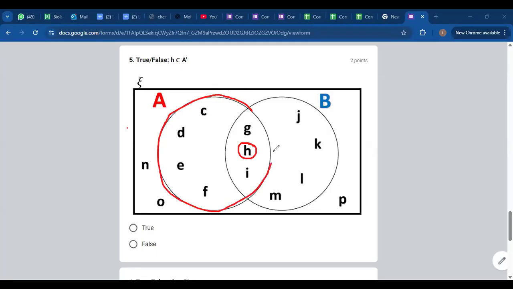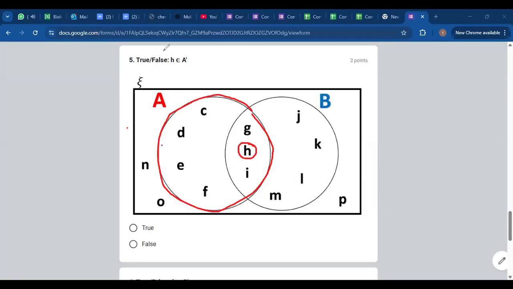If it's inside of A, then it can't be in what? It can't be in the complement of A. So H is an element of A complement. That's wrong because H is part of A. Since H is part of A, it can't be part of the complement. The complement is going to be J, K, L, M, P, and O. H is not a part of that.